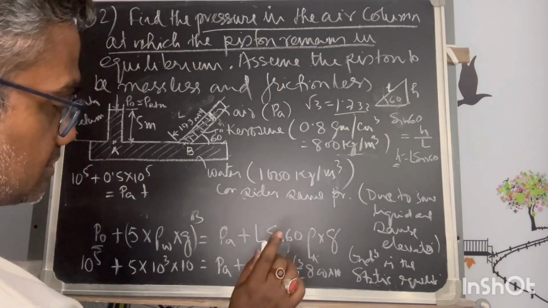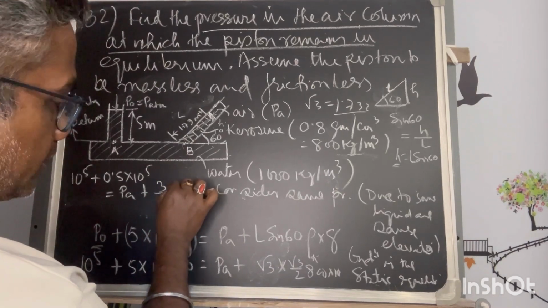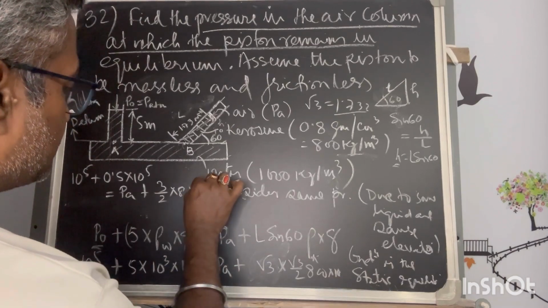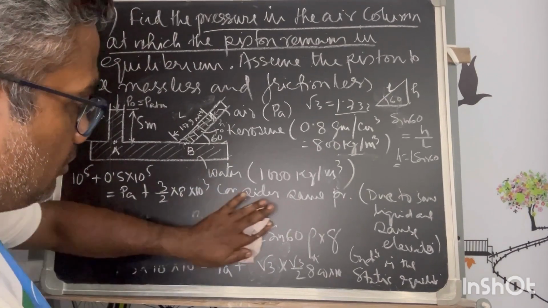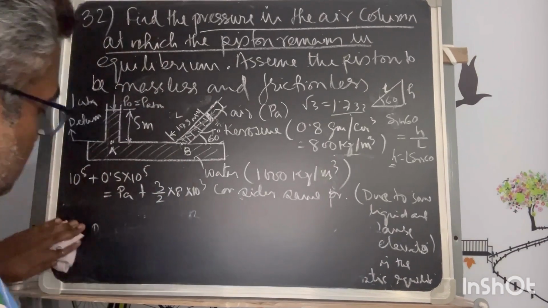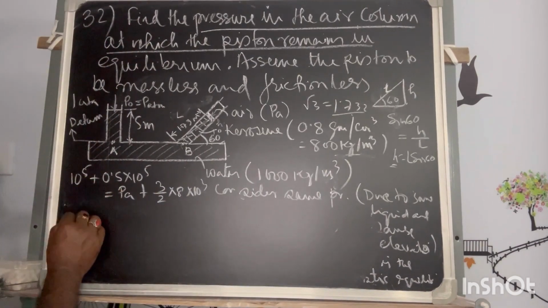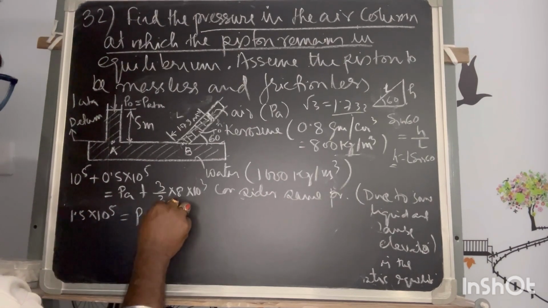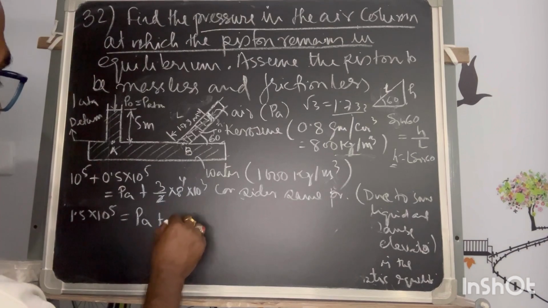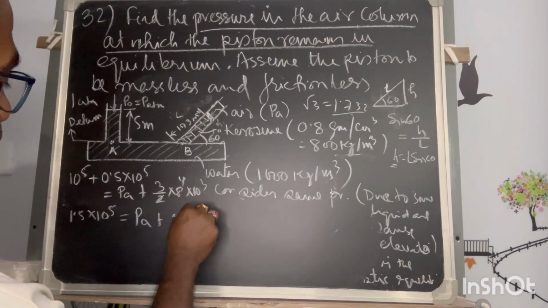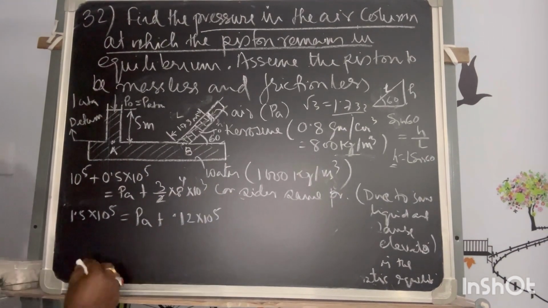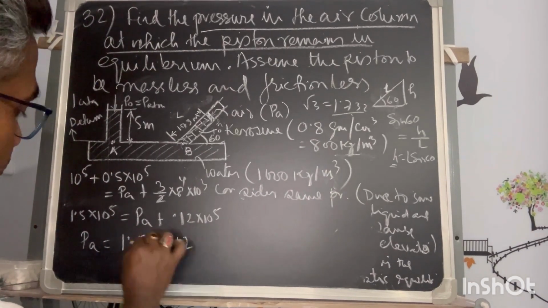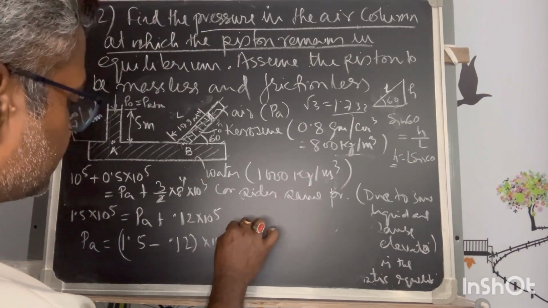Plus root 3 into root 3 is 3. 3 by 2 into 8, and this is 10 to the power 3. So I will put it like that, 10 to the power 3, and rub this part. So this is 1.5 into 10 to the power 5, which is equal to PA plus 0.12 into 10 to the power 5. So then PA is equal to how much? 1.5 minus 0.12, whole into 10 to the power 5.